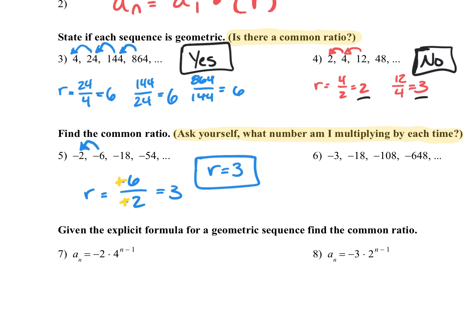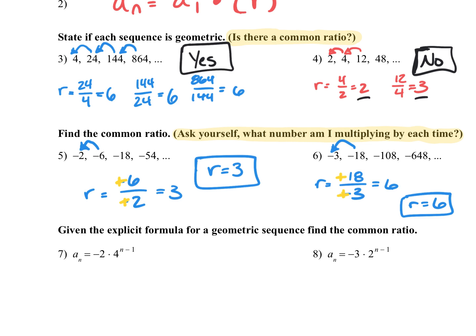All right, let's look at number 6. Number 6 is the same type of thing. You need to take your second term, divide it by the first. So here r equals -18 divided by -3. Again, 2 negatives will make a positive. 18 divided by 3 is 6, so r equals 6. Any questions there?